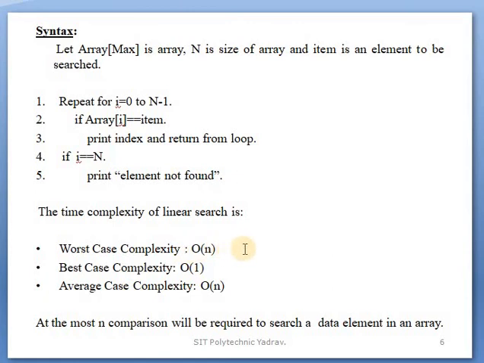Why? Because of the number of elements in the array. How many elements are in the array? Counting the comparisons, n comparisons will be required. So the time complexity is big O of n. And the best case complexity is big O of 1. Why 1? Because best case means that in an array, in the first attempt you find the result. In the first attempt you found the number, then this case is known as best case complexity.